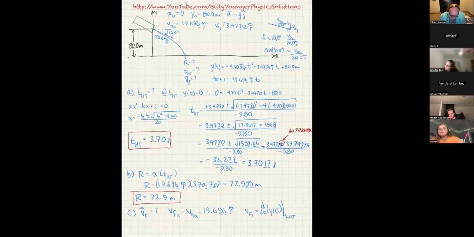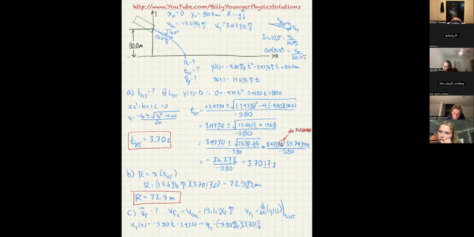So if I take the derivative of y of t, I get negative 9.8 t, because the derivative of some number times t squared is 2 times that number times t. So I get Vy of t is equal to negative 9.80 t, and then minus 3.4730. So now I can say V final y is equal to negative 9.80 meters per second every second, times 3.70. I think I had 17 as the extra digits. Yes.